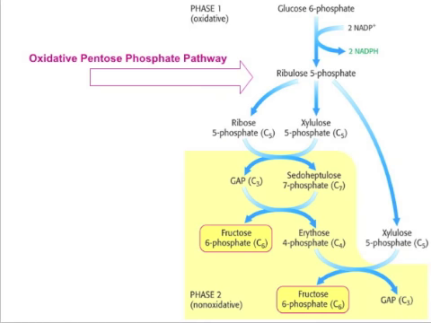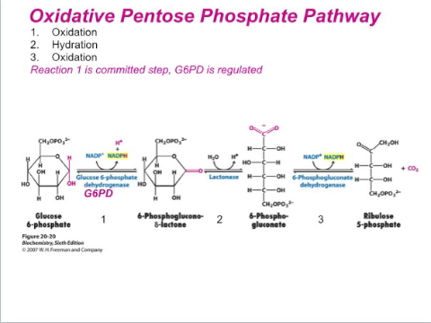So now let's look at the oxidative pentose phosphate pathway. The first three steps of the oxidative pentose phosphate pathway are an oxidation, a hydration, and an oxidation. We've seen this before. We've seen it in the last three steps of the TCA cycle, and we're going to see it again when we look at the breakdown of fatty acids. Let's look at this step by step. In step 1, we're going to oxidize glucose 6-phosphate to produce 6-phosphoglucono-delta-lactone. That is shown here.